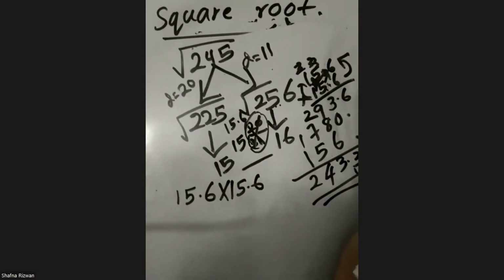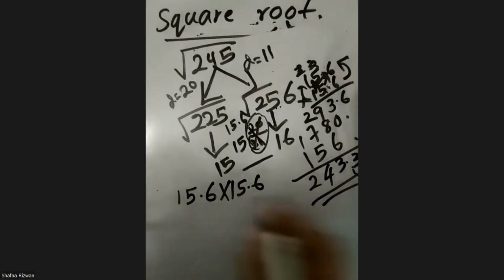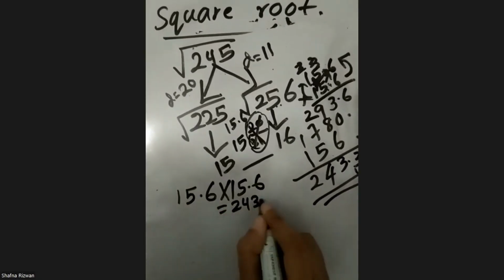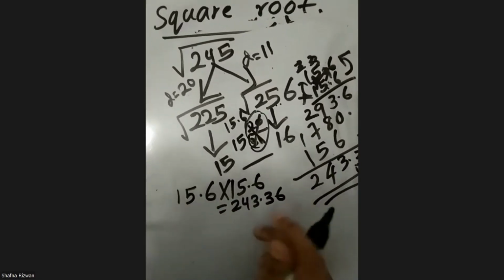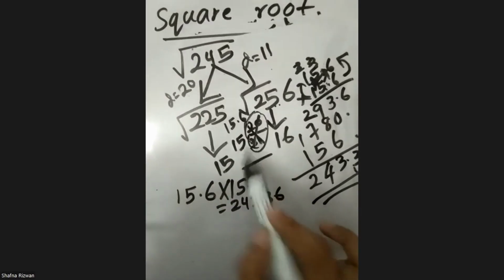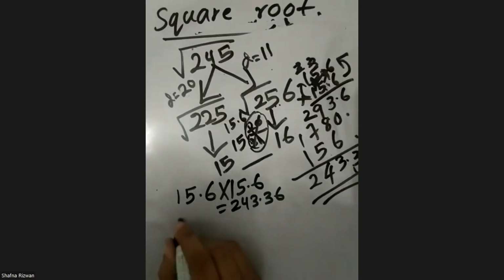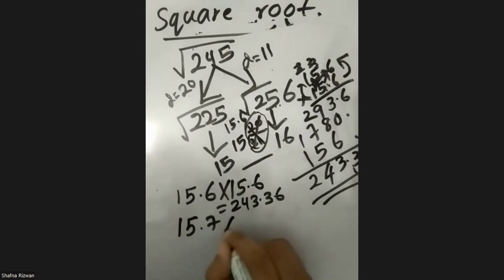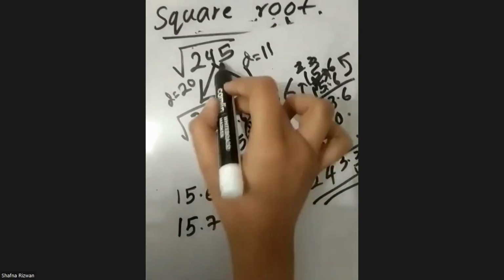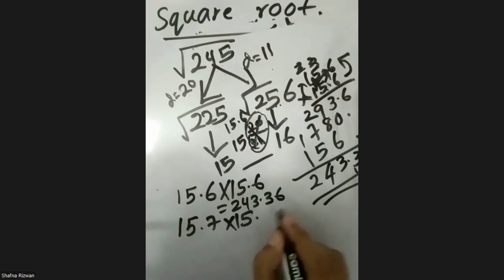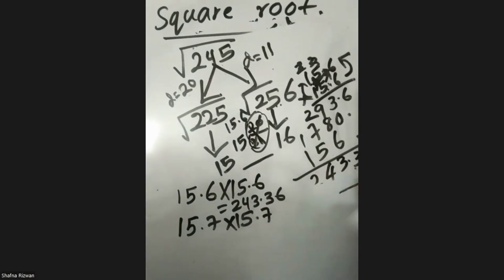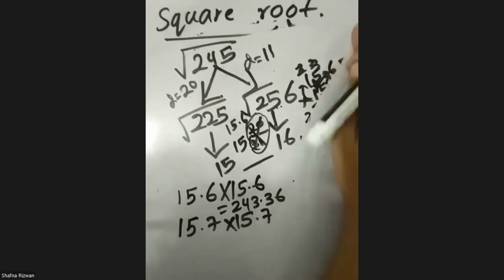243.36 will be your answer. Then is it closer to 245 or not? We have to take the other one also, 15.7. Let's multiply and see, because still we didn't get 245, right? So 15.7 also, let's multiply and see it.